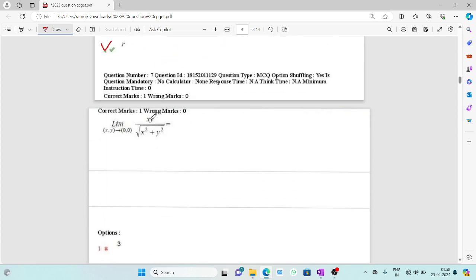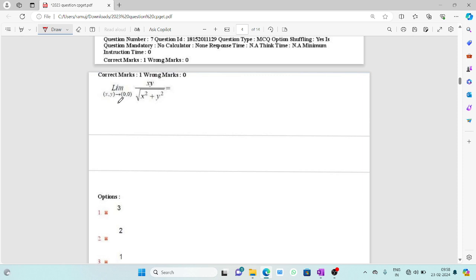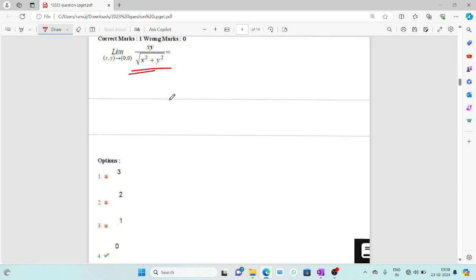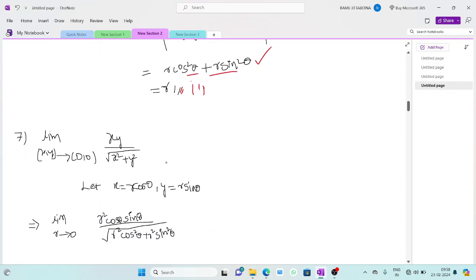So the seventh one is, limit of (x, y) tends to (0, 0) of xy divided by the square root of x square plus y square. He is asking the limit value of this two variable function. So we need to find the limit value of this function. So you have already been provided the function and the limit.